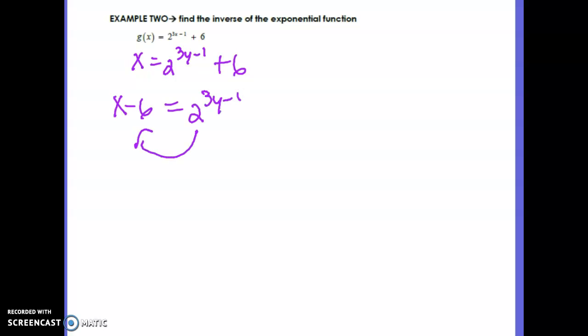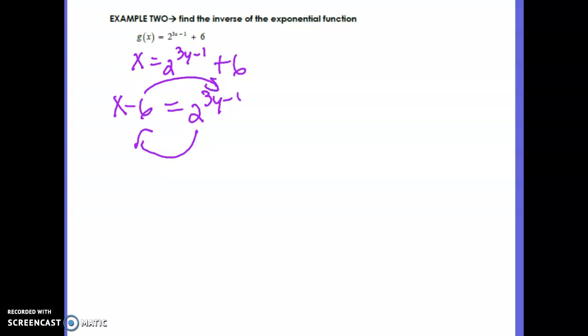Now the second problem, they're asking us to find the inverse. So our g of x is essentially our y. If I rewrite this, switching the x and the y, I get x equals 2 to the 3y minus 1, plus 6. So x minus 6 equals 2 to the 3y minus 1.